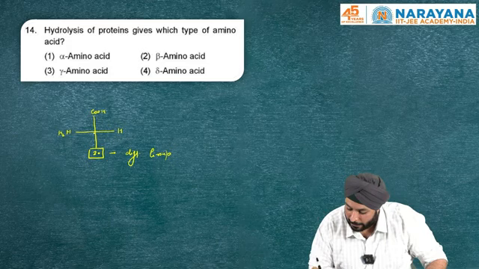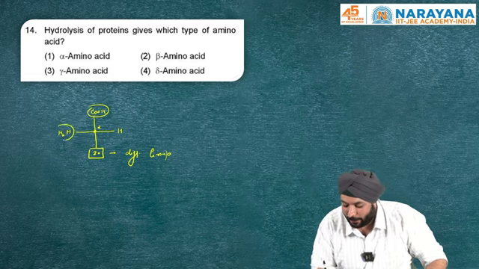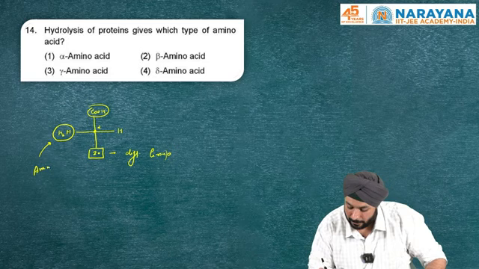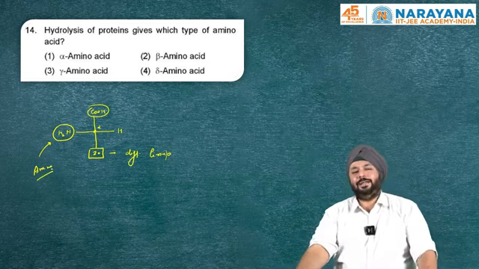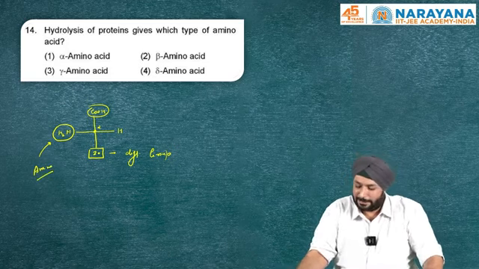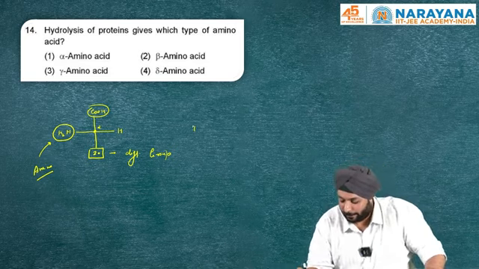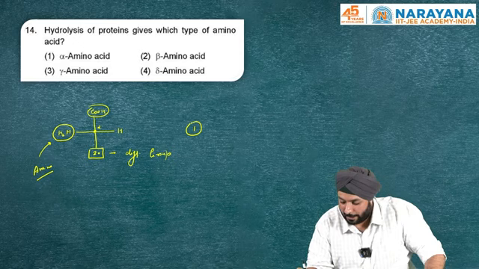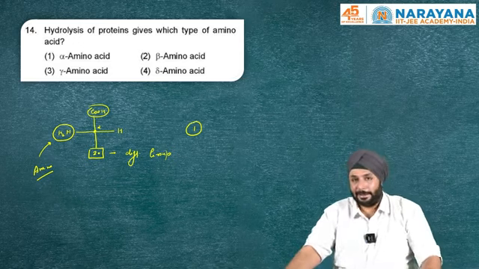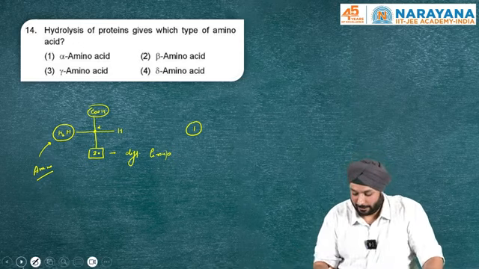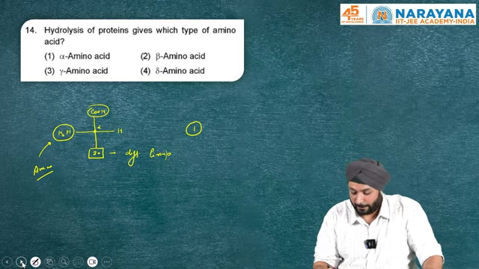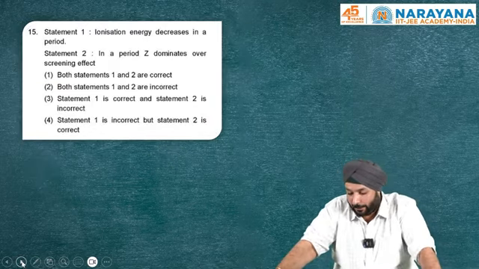So the carbon where a functional group is attached is known as the alpha carbon, and on the alpha carbon you do have an amino group. That is why it is known as alpha amino acids, right? So obviously, a very simple question. Answer should be 1. Getting it? Okay, we'll move ahead.